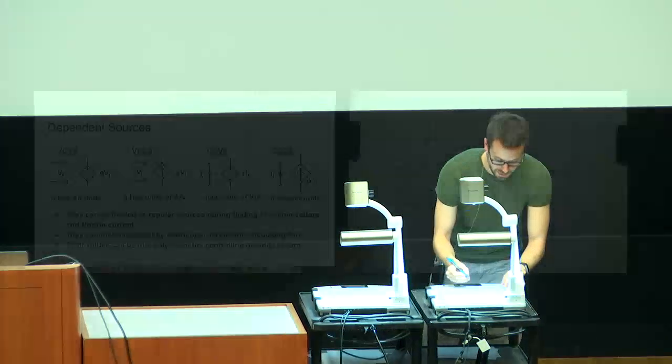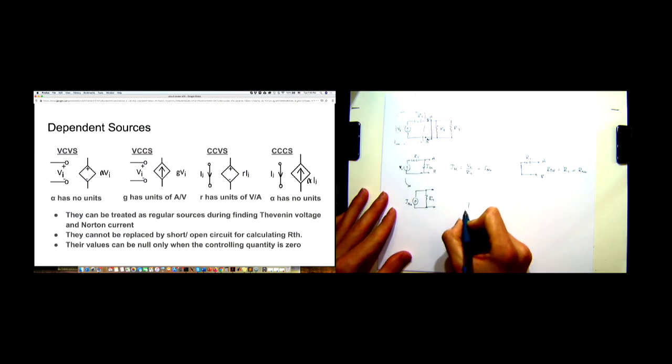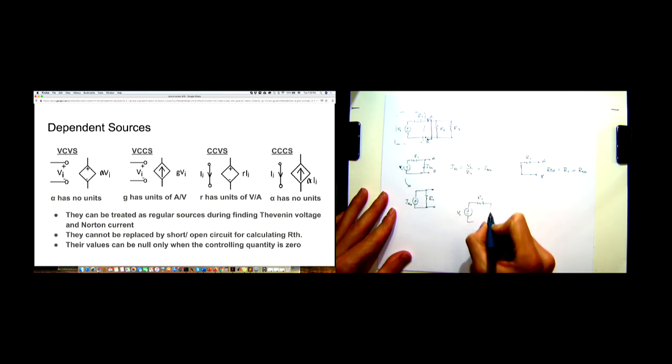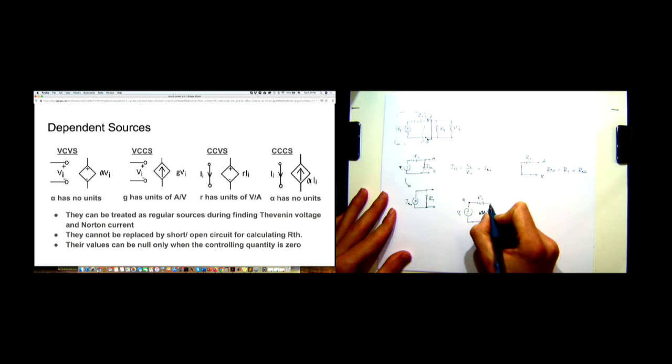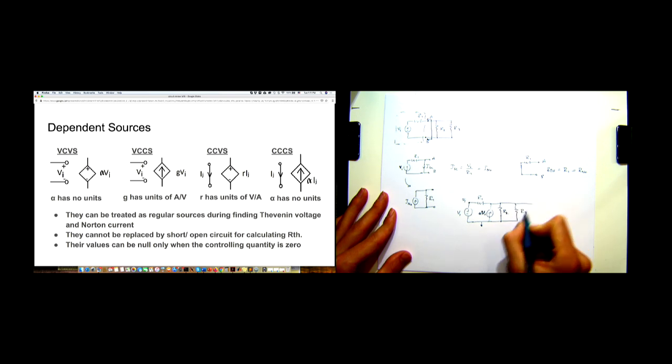So let's say that I wanted to expand this example. Say that I have V1, R1. I have something like this, which is A times, let's call this node U1, A times U1. This is your ground, R2, and R3. And you want to find this equivalent now, right?